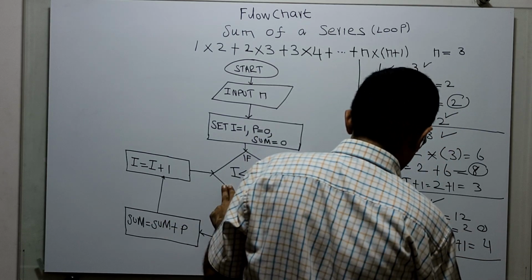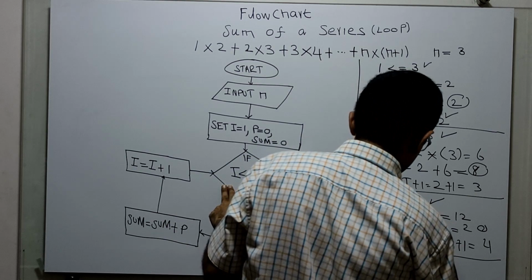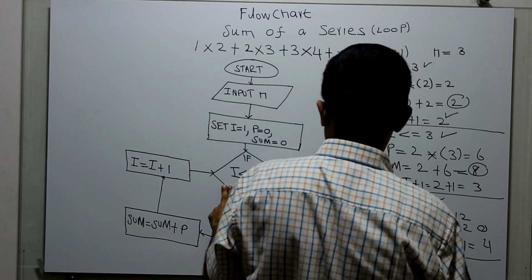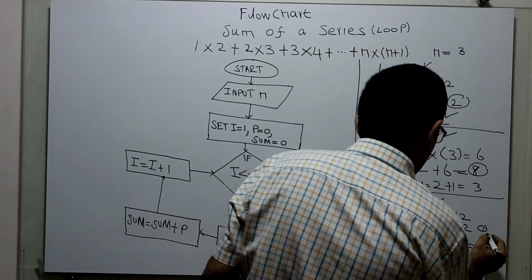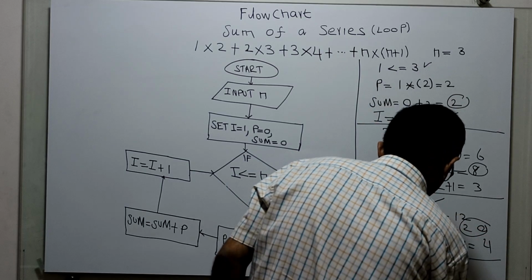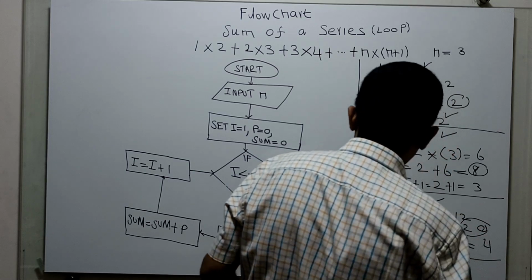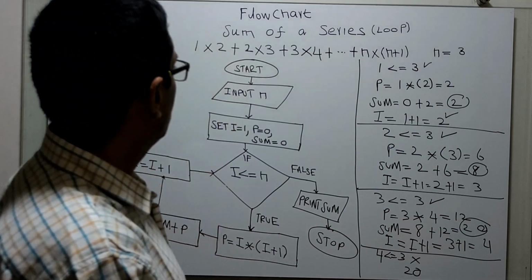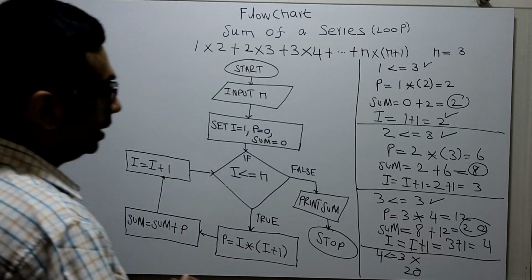4 less than or equal to 3 is false. I am coming out and printing the value of sum. So what is the value of sum? Sum is 20. 20 is my output and the flowchart ends. So we will check whether the 20 is correct or not.